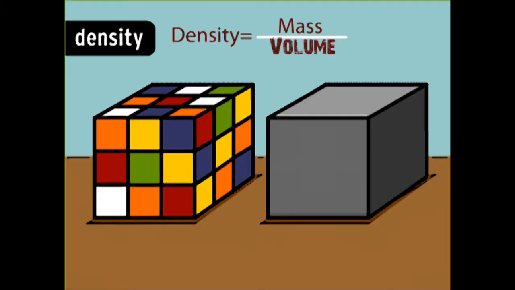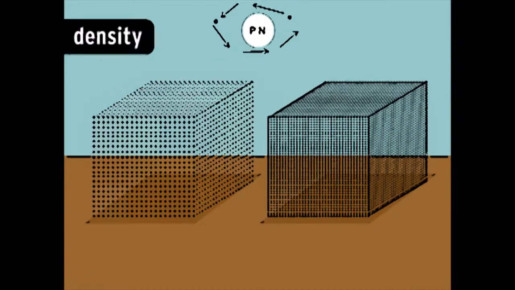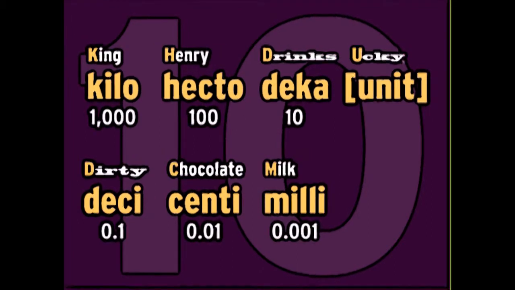Density, once again, is just how tightly packed the atoms are, how close the matter is packed into an object. So you see right here, see the atoms, you see that one? Way packed in. At the top you see your proton and neutron and your electrons flying around. It demonstrates the atoms. Now in the metric system, you know the King Henry drinks ucky dirty chocolate milk. We went over that. You know your units. So King Henry drinks ucky dirty chocolate milk.